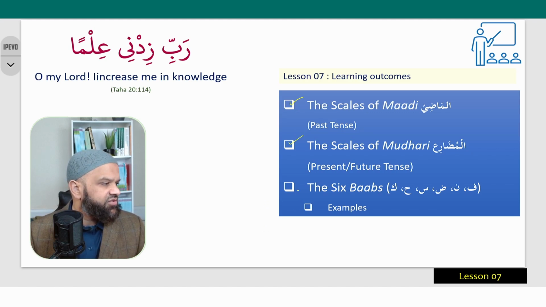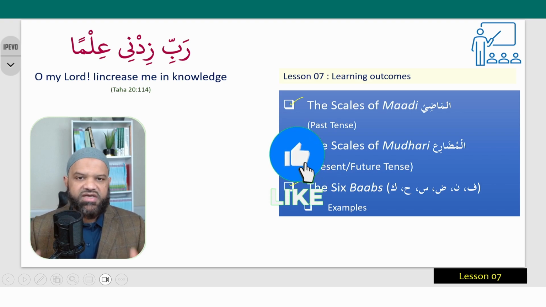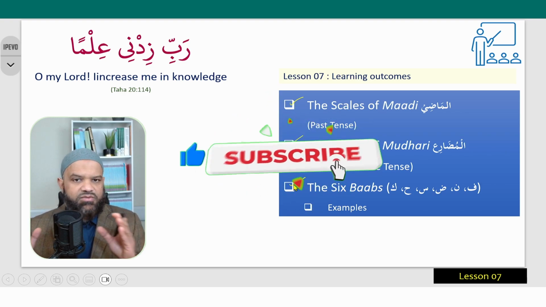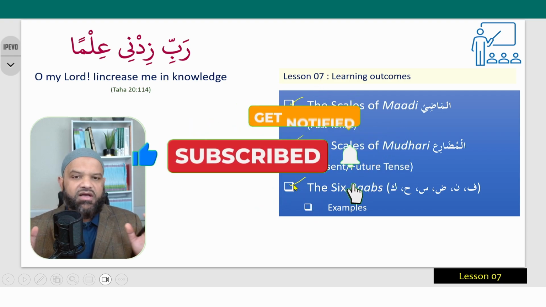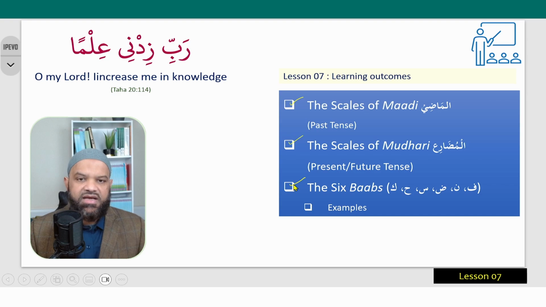So the idea now is to join them together to understand the concept of Baab or abwab, forms of letters or the scales of words in Arabic that will dictate to us what the madi and the mudari should look like. And of course, along with that, the other forms of verbs that we are going to learn in forthcoming lessons, as well as the many types of derived nouns.